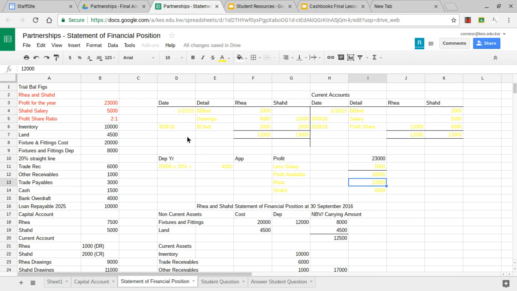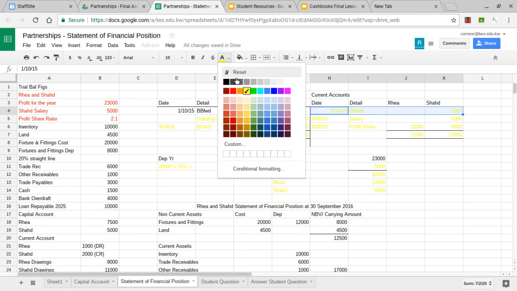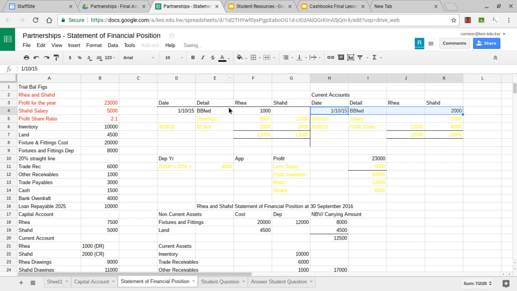So what we're going to do about the current accounts, well, we do know from the information provided that Ria's got a 1,200 debit balance. So we need to put that in. That's her opening balance brought forward. And we know that Shahad has a credit balance of 2,000. So we put that into the accounts. This is exactly what we did last time.